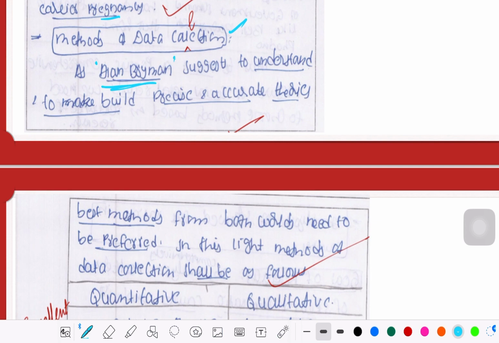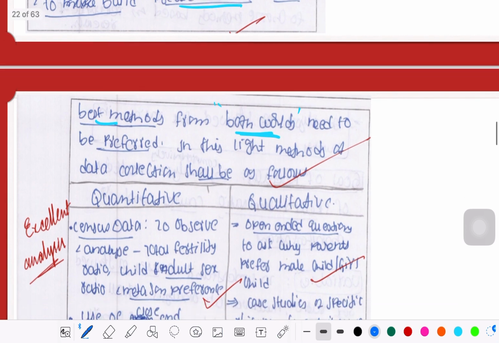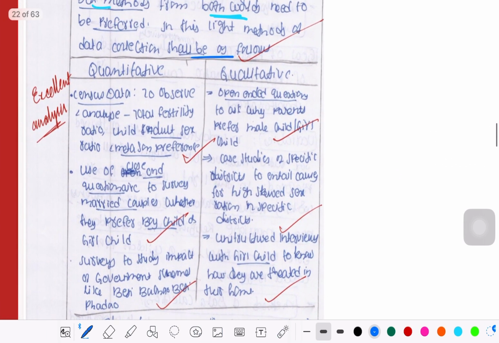As Alan Raymond suggests, to understand and to build precise and accurate theories, we need the best methods from both worlds. Best methods from both worlds mean both the quantitative and the qualitative need to be preferred. In this light, methods of data collection shall be as follows. So we'll be making use of both quantitative and qualitative. What will we be using, sir?